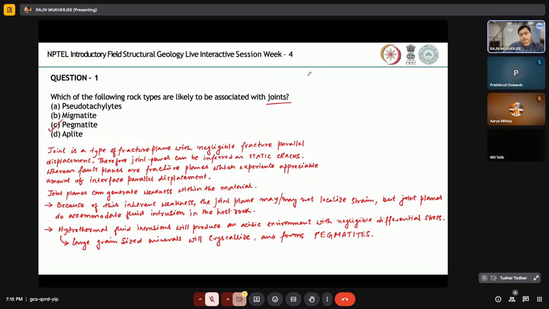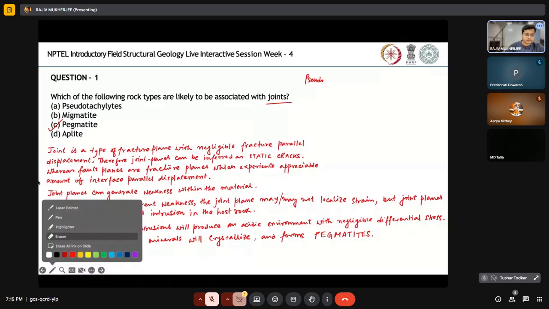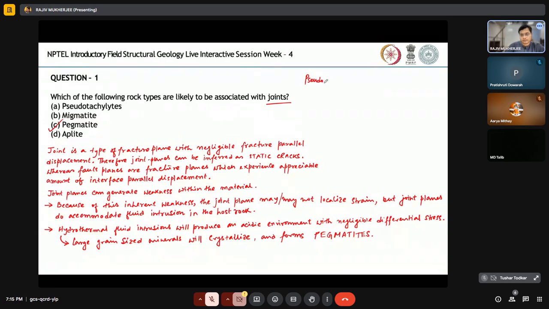Now, pseudotachylites, on the other hand, are formed through extreme pulverization and frictional melting.